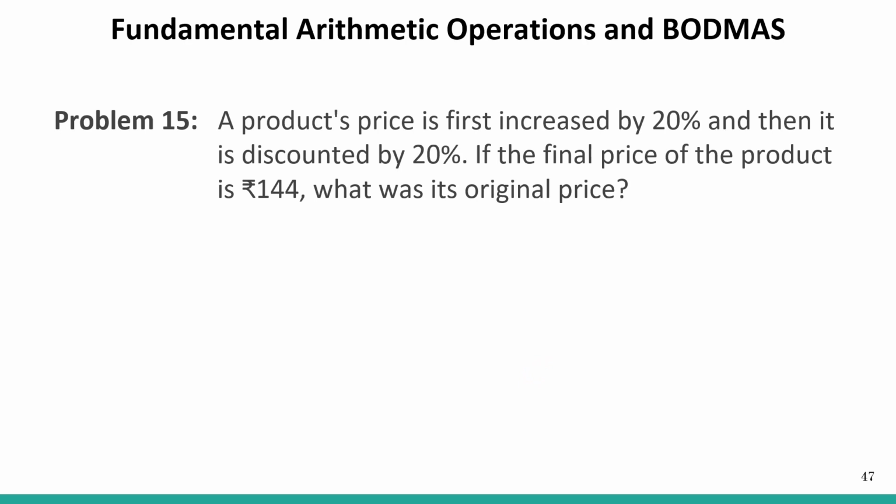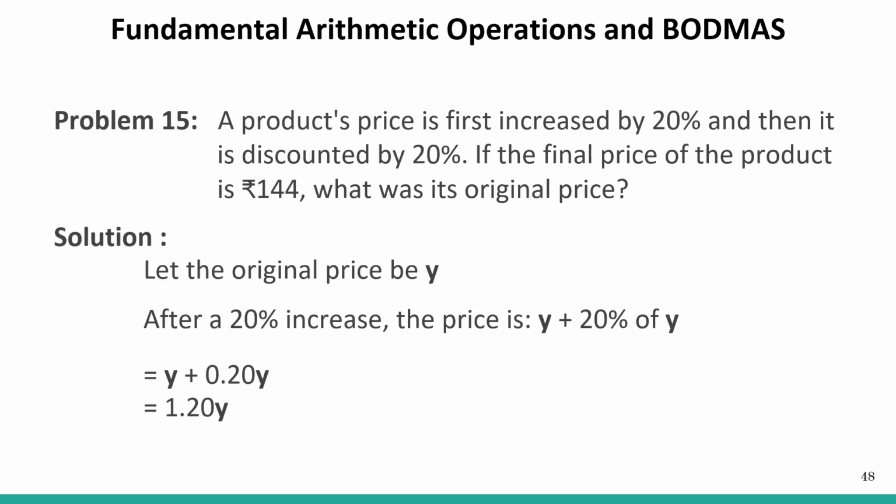A product's price is first increased by 20%, and then it is discounted by 20%. If the final price of the product is 144, what was its original price? Let the original price be y. After a 20% increase, the price is y plus 20% of y. So y plus 0.20y.